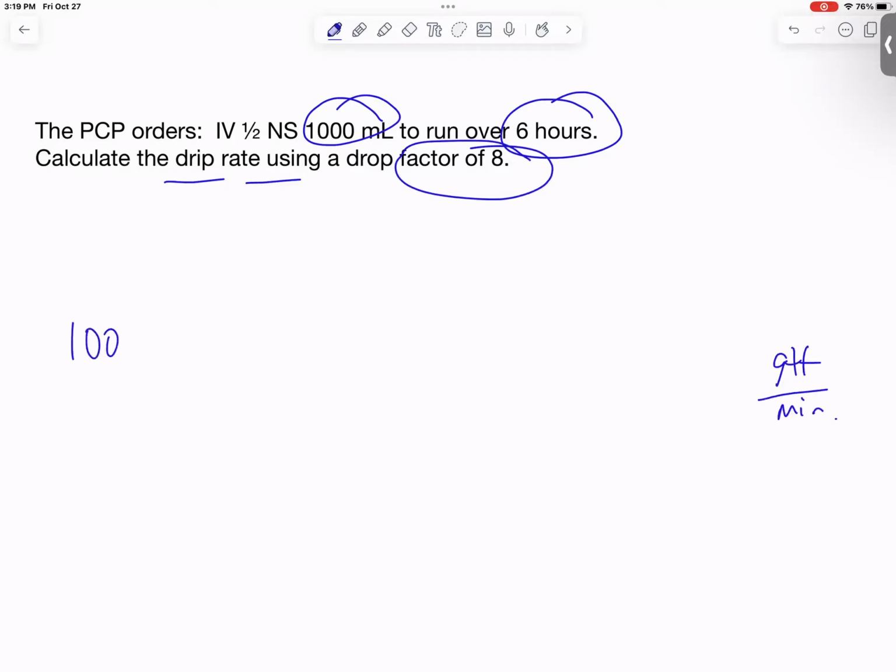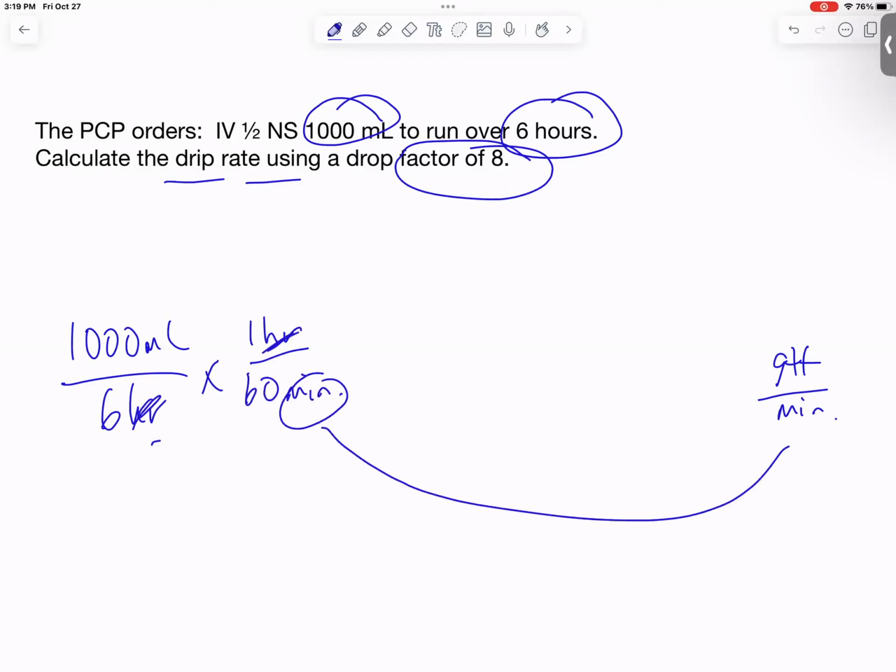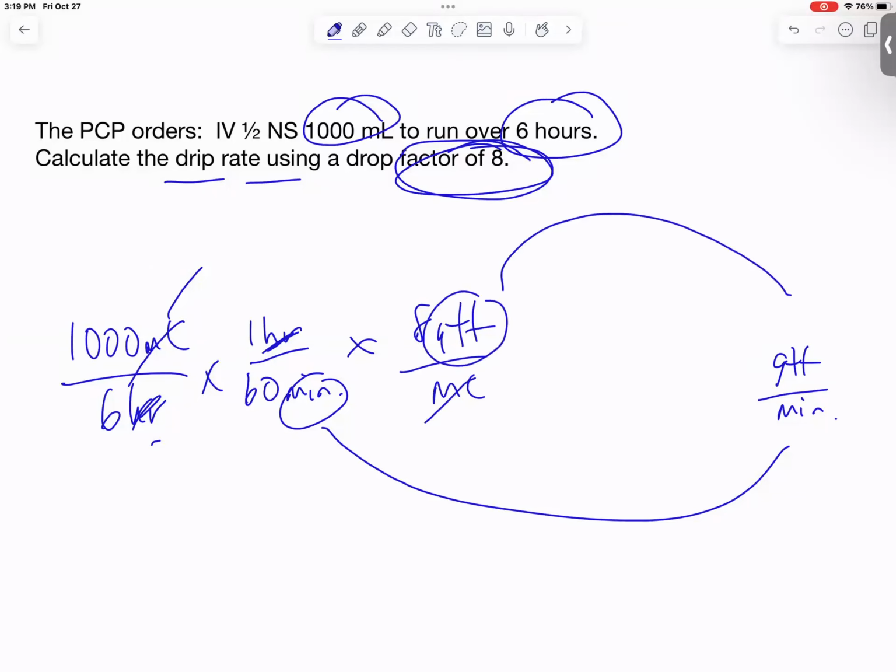Beautiful. Volume over time. We're dealing with rate. So how do I get rid of hour? 1 hour is 60 minutes. I can cruise all day doing this. Now I have minute. How do I get rid of milliliters to drop? I have my drop factor. So 8 drops per milliliter gets rid of my milliliters, and I'm left with drops.